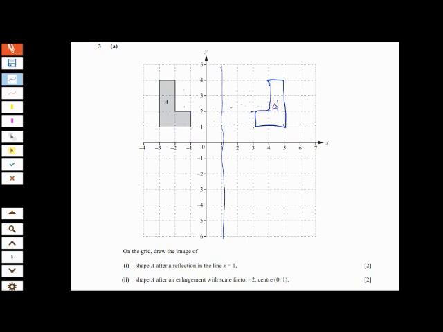And now enlarge the shape with scale factor 2, center (0, 1). Center (0, 1) is right here. So what you do in this case is you draw a straight line. Oh, this is going to be hard. Draw a straight line. It's not a straight line, but you know what I mean.